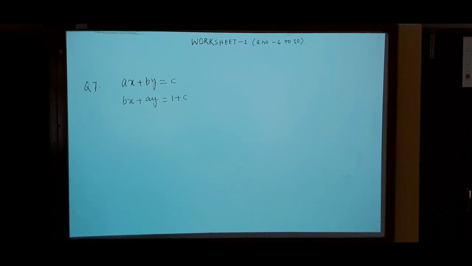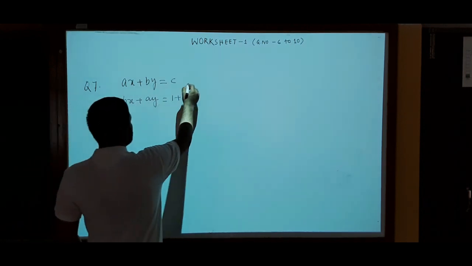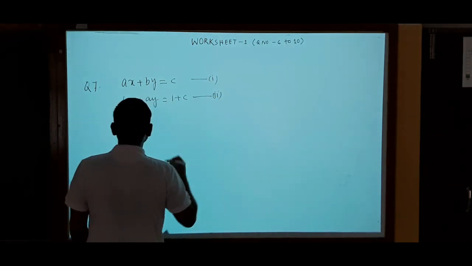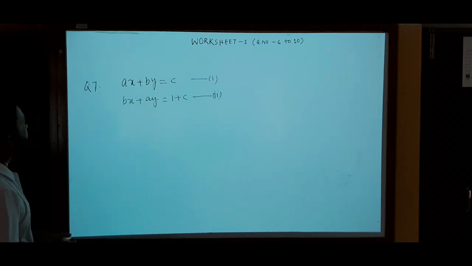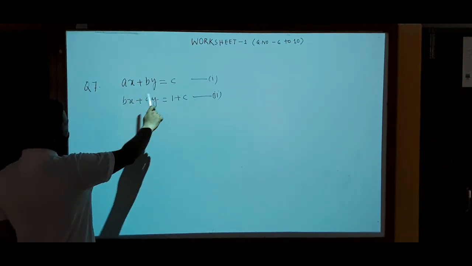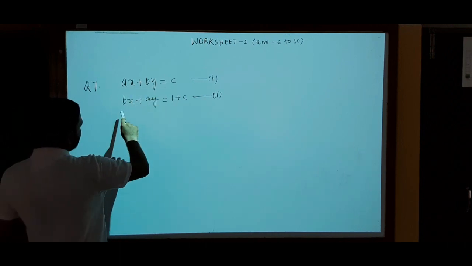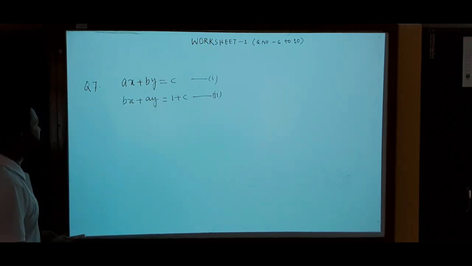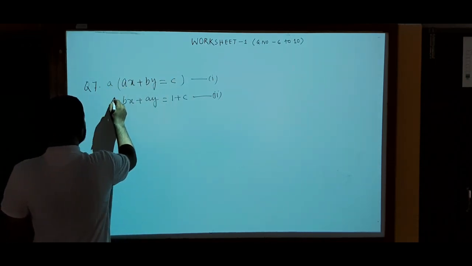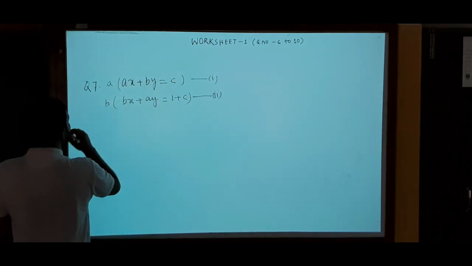Now ax plus by equal to c and bx plus ay equal to 1 plus c. This is equation number 1 and this is equation number 2. What you have to do? Suppose that you want to eliminate y term, right? So the entire equation you have to multiply with a, and this entire equation you have to multiply with b. So I will multiply with a and I will multiply with b.